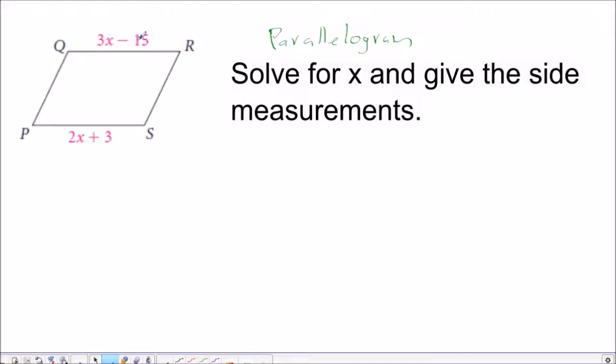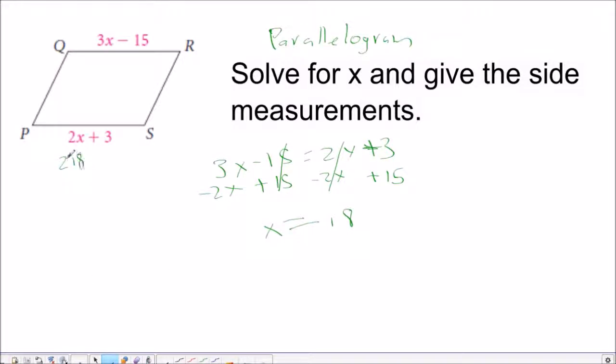Okay, in a parallelogram, we know the opposite sides are congruent, so 3x minus 15 equals 2x plus 3. Let's practice our algebra steps. So plus 15, sorry about my penmanship, and I get a minus 2x, and a minus 2x, canceling. 3 plus 15 is 18, x equals 18. Hey, that was quick. Let's plug that back in and see what we get.